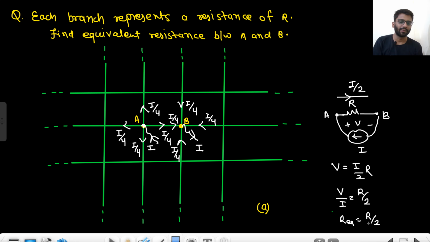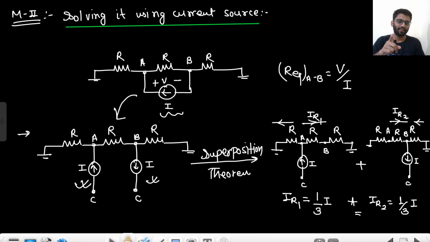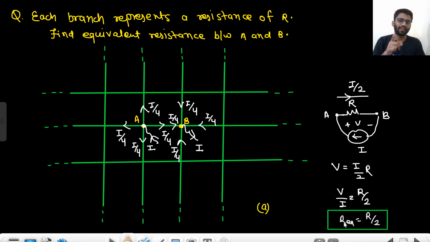Did you get this or not? I hope you have understood this. I spent a lot of time here just so that you will understand it very clearly. Between A and B, there is one current source. We consider it as two current sources, and we consider only one at a time. So we forgot about B. We only consider A. Because of that, there is I by 4 current. Now considering B, because of B there is also I by 4 current. So total I by 2 current. So I by 2 into R. So V by I is R by 2. That's it.